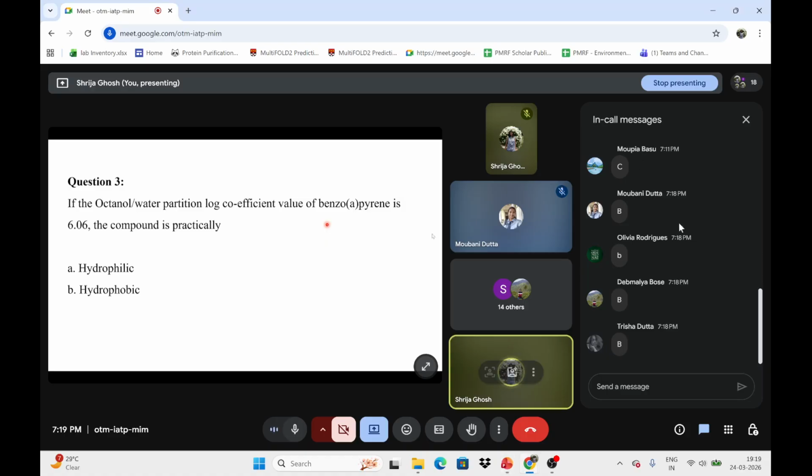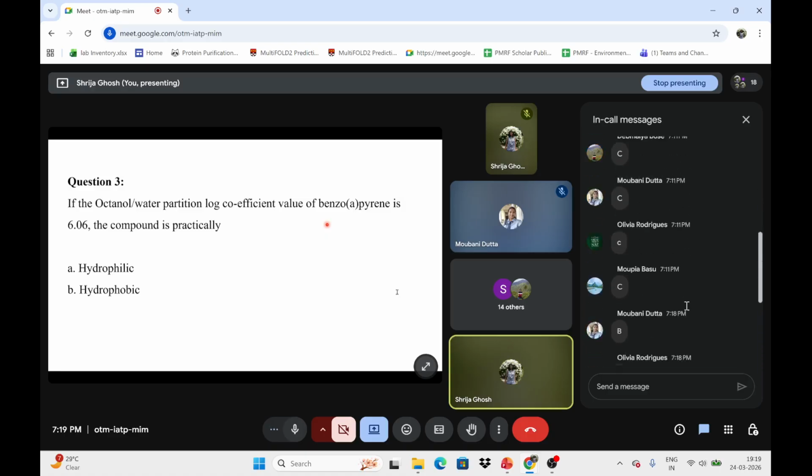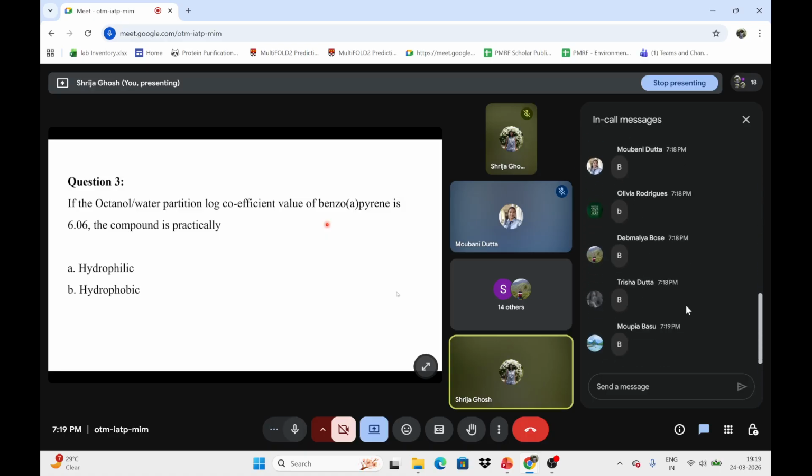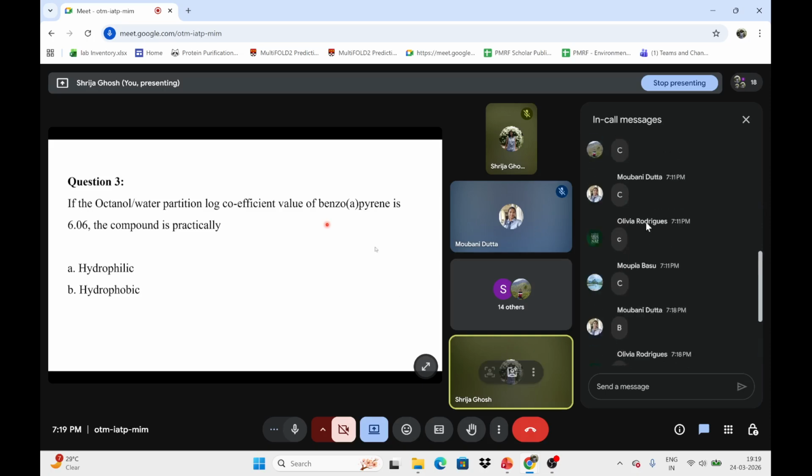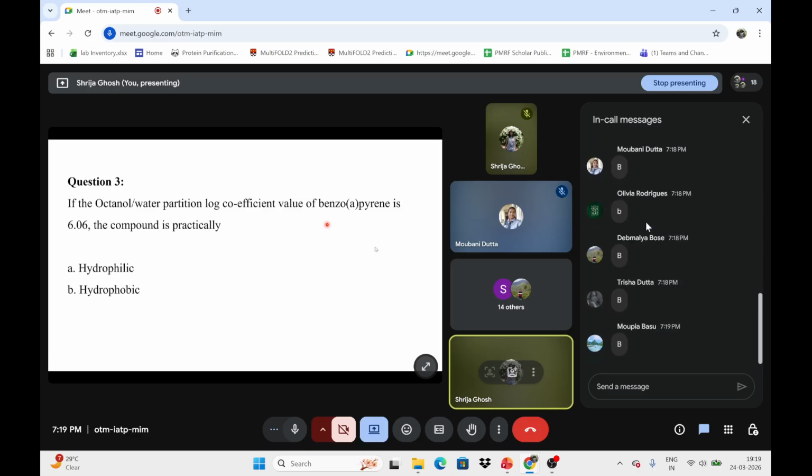Write your answers in the chat box. I can already see 4 answers. What about others? Only these 4-5 people keep answering, and all other people are just sitting in the class. I don't know why. If you have any doubt, please ask me.